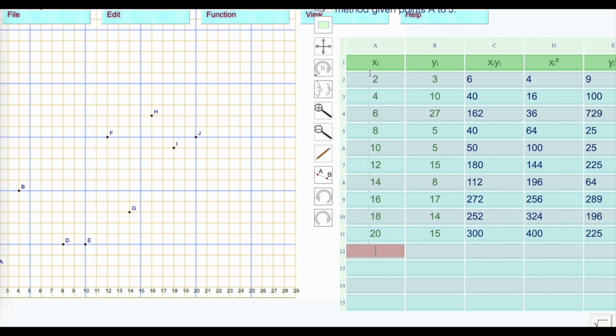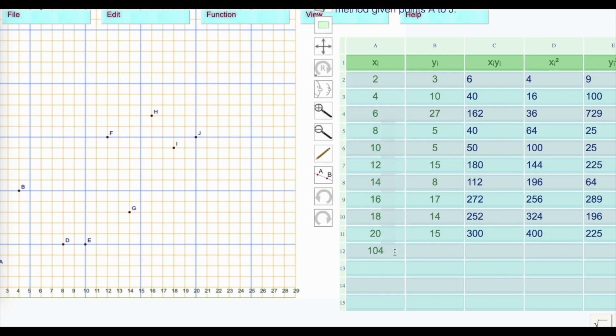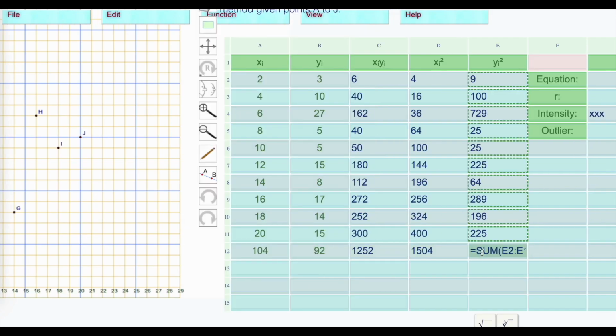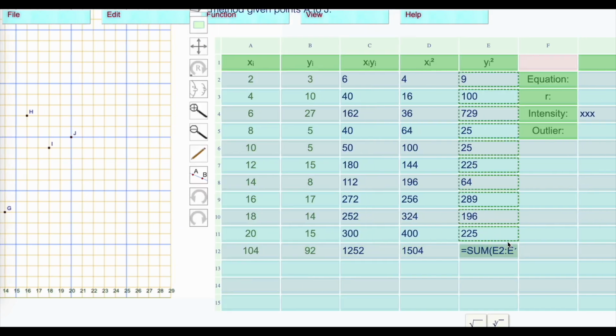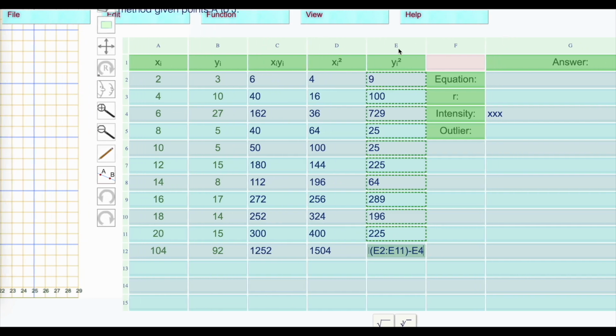I want to remove the C point, which is the 6, 27. I need to do the sum of all of these values. It's equal to the sum of all the X's, but I want to take away that C point. I'm going to remove the 6 by doing subtract and clicking on the 6 A4. When I fill that right, it'll do the same thing for each column. For this one, for example, it's adding up all of these values, but it's removing the 729, which is E4.